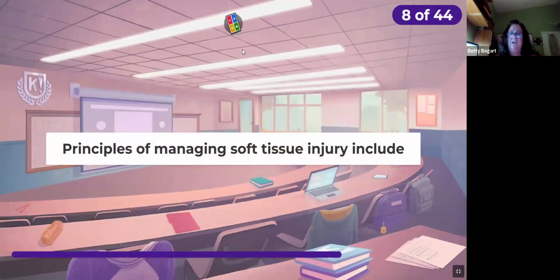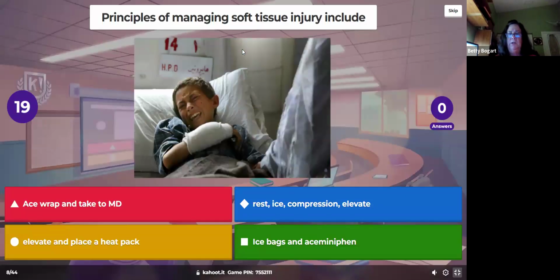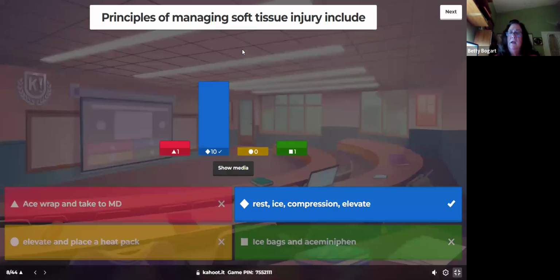Principles of managing soft tissue injury include sprain, a strain. What are you going to do? It's going to be that RICE thing. Rest, ice, compress, and elevate. Absolutely. So there's 2 things you need to remember about orthopedics. RICE, rest, ice, compress, elevate, and your 6 Ps. Those 2 things you need to remember.